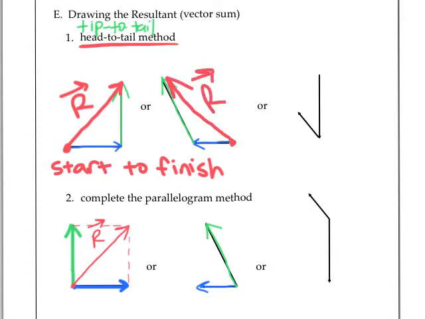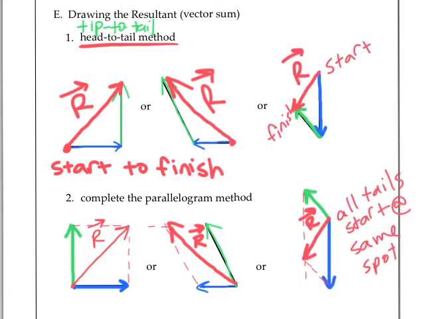Or I could complete the parallelogram. So I would draw a line parallel to the blue vector and one parallel to the green vector, and where those cross each other is where my resultant would point. So I start with all the tails lined up and I point to the opposite corner of that parallelogram. And again, notice that the two R's, the resultant, the answer, and both of those are pointing in the same direction. So pause the video and you try the last one.